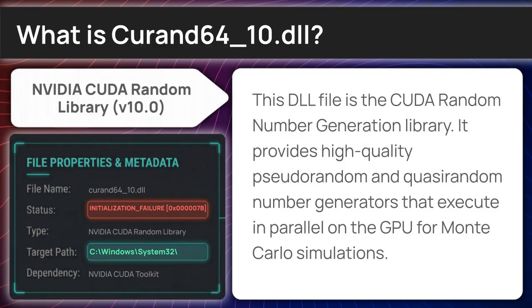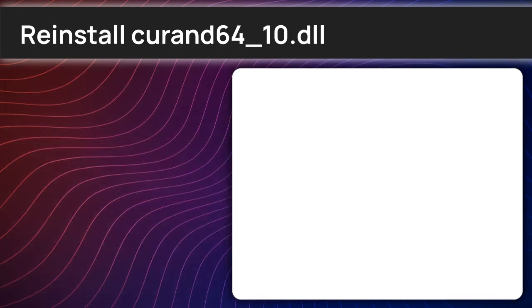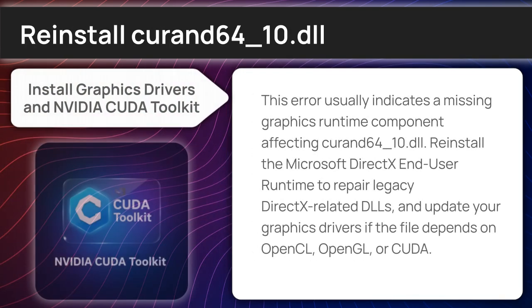Let's transition to the solution, starting with the official Microsoft redistributable. If the CUDA Random 64 DLL is preventing your software from launching, you likely need a graphics runtime refresh. Install the Microsoft DirectX end-user runtime to repair legacy DirectX files, and perform a GPU driver update to resolve any issues with hardware-accelerated or compute-based components.